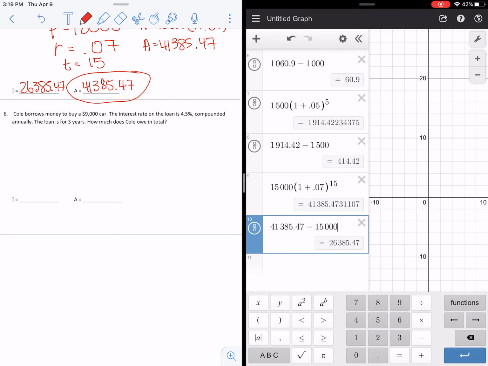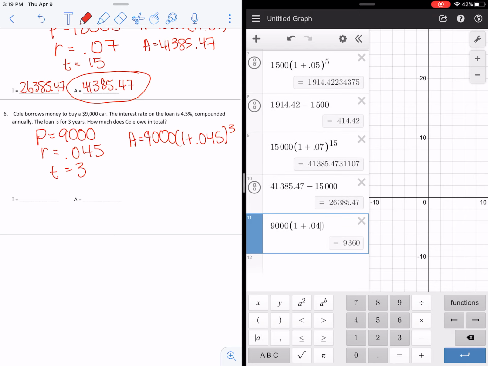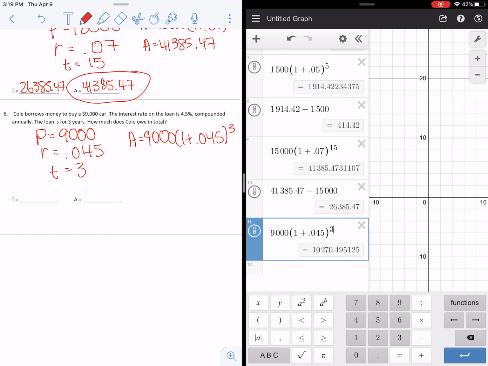Number 6, Cole borrows money to buy a $9,000 car. The interest rate on the loan is 4.5% compounded annually. The loan is for 3 years. How much does Cole owe in total? So the P is going to be $9,000. The rate is going to be 0.045. T is going to be 3. And then I'm just going to plug it into our formula and use our calculator again. So 9,000 times (1 plus 0.045) to the 3rd power. That gives you $10,270.50.